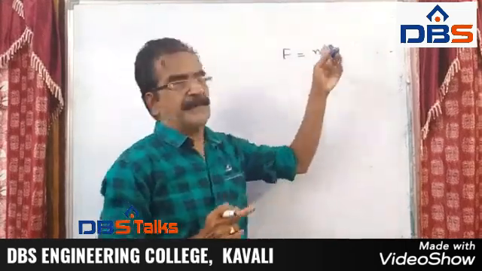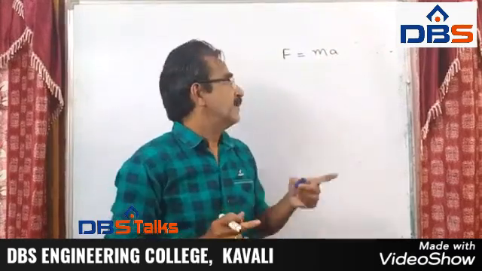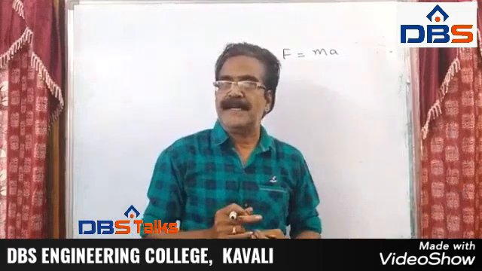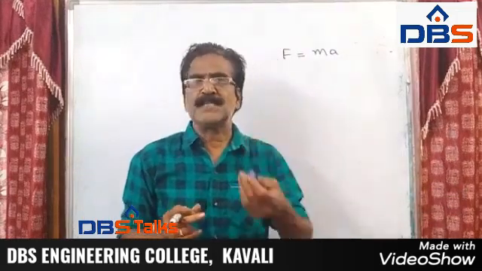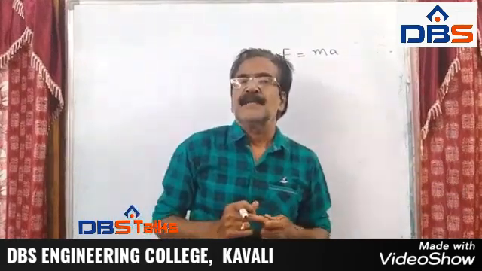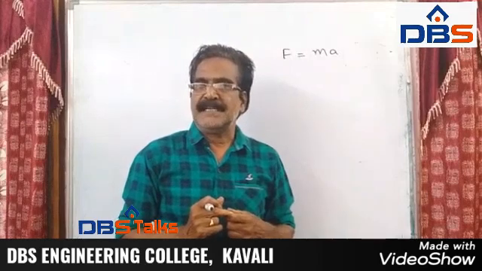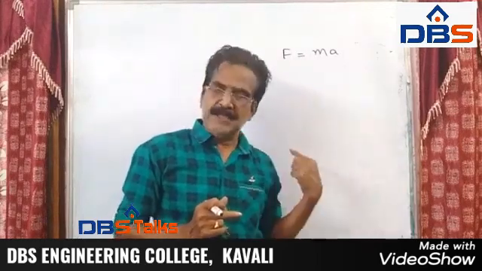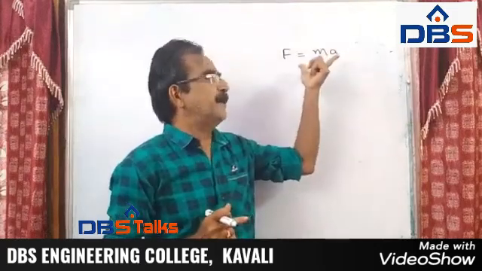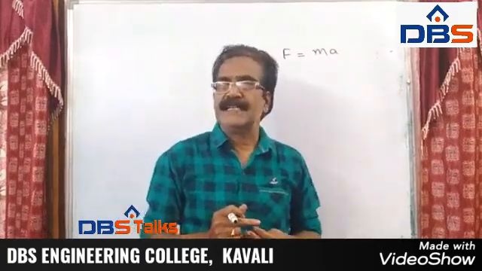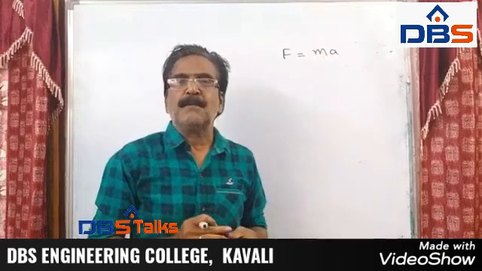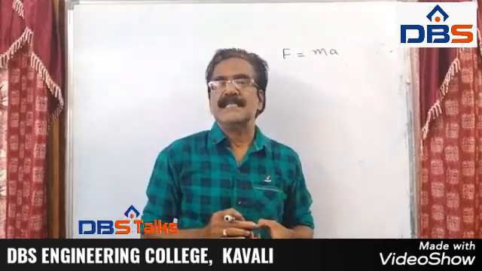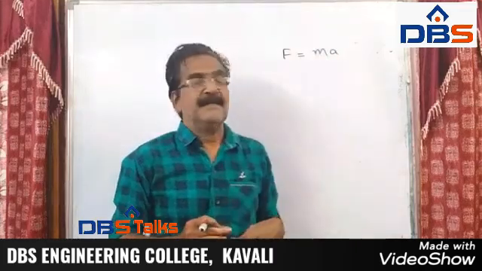So F is equal to ma is the base formula. After that, a is equal to v minus u by t. You know v is equal to u plus at. So a is equal to v minus u by t. By doing that you can find a. So let us do some problems involving these three things: force, mass and acceleration.